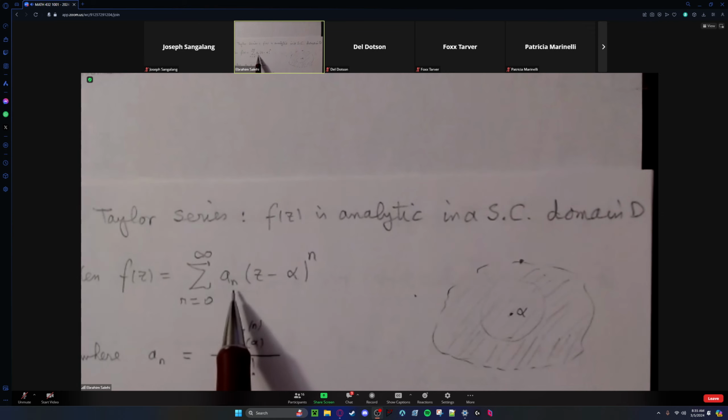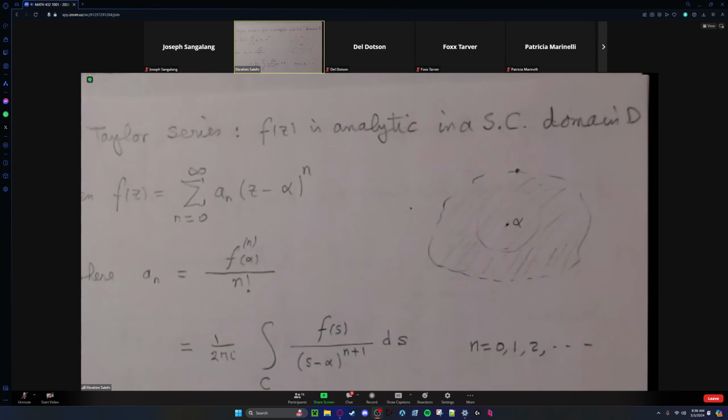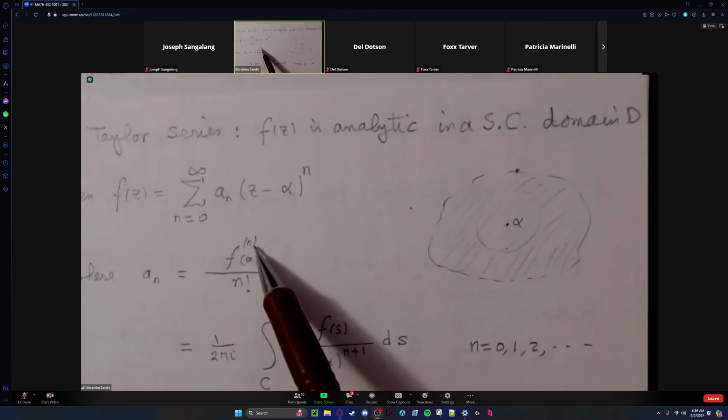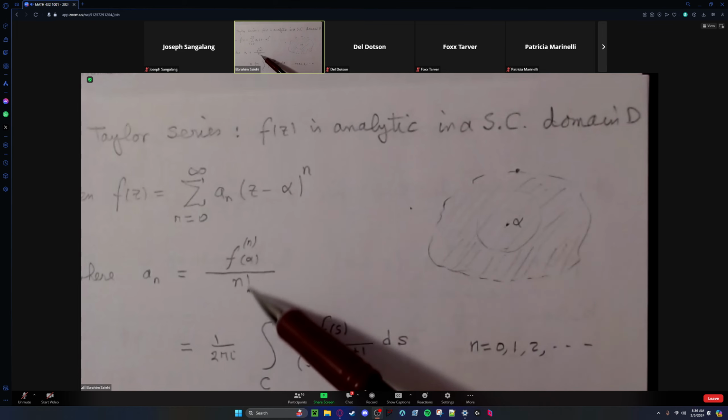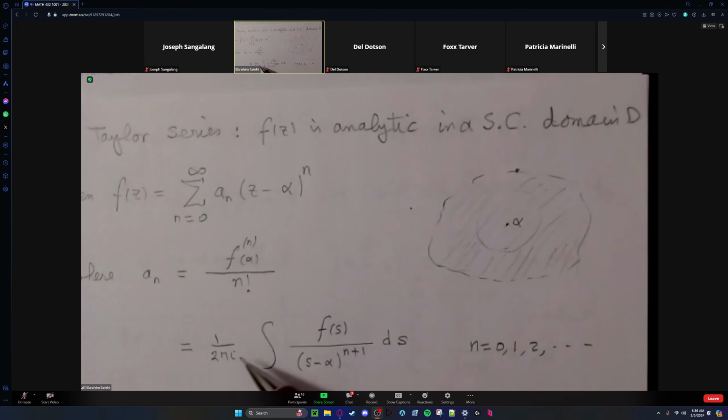What about these coefficients? What are these? Well, those coefficients are actually the nth derivative of the function evaluated at alpha divided by n factorial. But if we use the Cauchy's integral theorem for derivatives, this is exactly 1 over 2 pi i times the integral of f of s divided by (s minus alpha) to the n plus 1, ds.